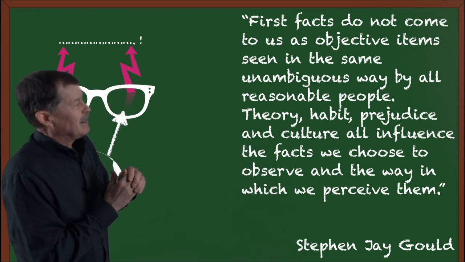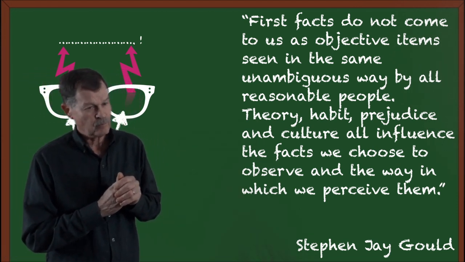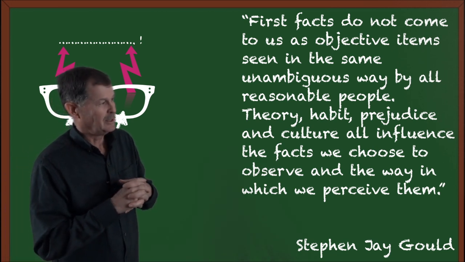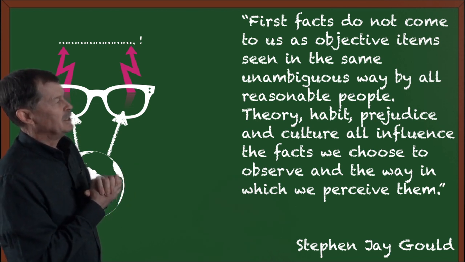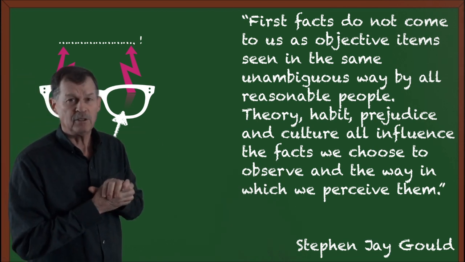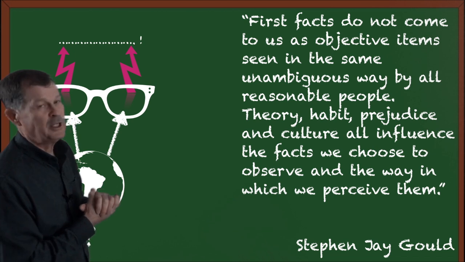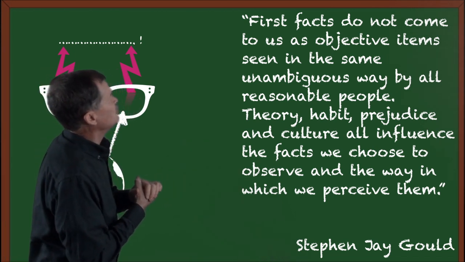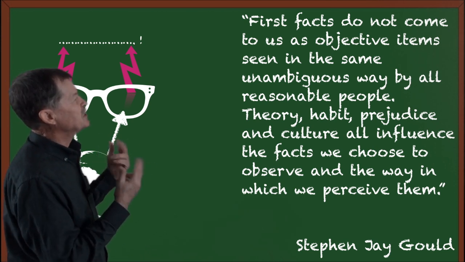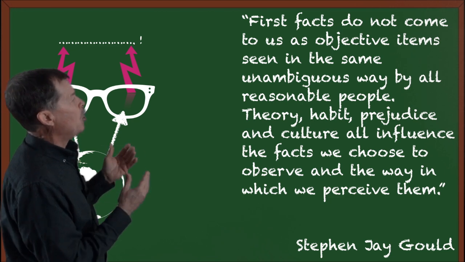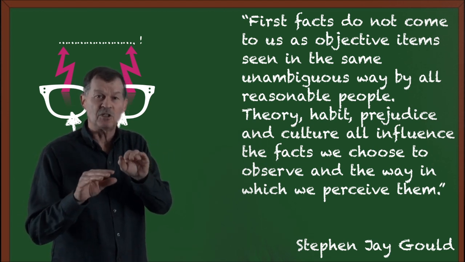But this is when I came across this other quote by Stephen Jay Gould, a biologist, botanist, paleontologist, who passed away years ago, but he was very well known for his stand in science. He was very well respected, but this is what he contributed. He said, "First, facts do not come to us as objective items seen in the same unambiguous way by all reasonable people." Okay, so we can be reasonable and still not see things the same way.